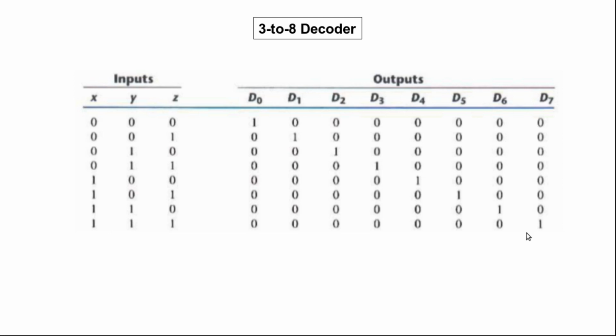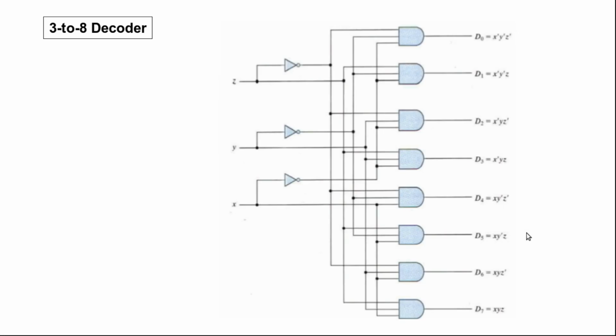And from this truth table we can find out the Boolean expression for each output, and then we can build the logic circuit. And as you can see, D0 is x prime, y prime, z prime. D7 is x, y, z.